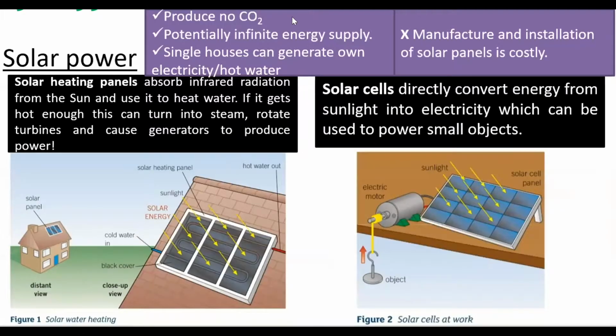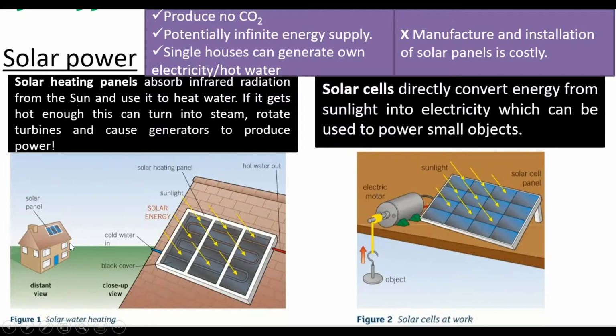Okay, solar panels. For solar power, there are two different types. The first one is a solar heating panel. They absorb infrared radiation to heat water. They're quite basic. If it can get hot enough, it can turn the water to steam and turn a turbine and cause a generator to turn to produce power, but that needs a hot, sunny day. Otherwise, they're just used to heat water.